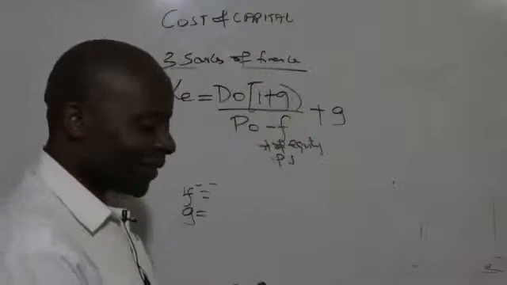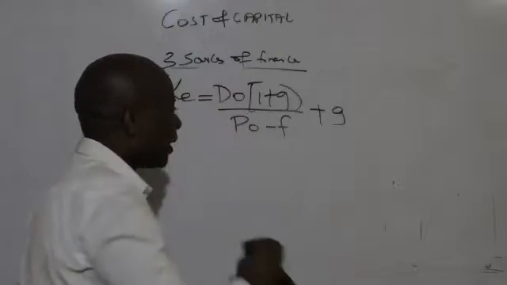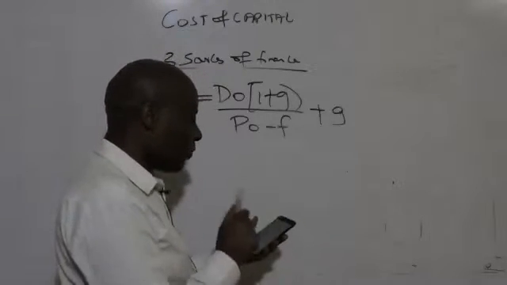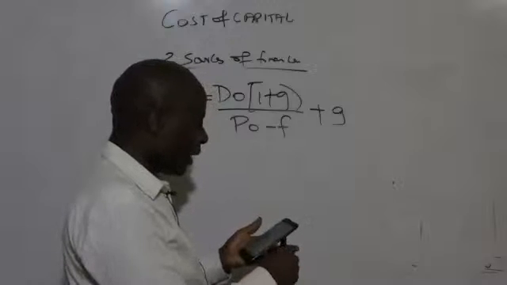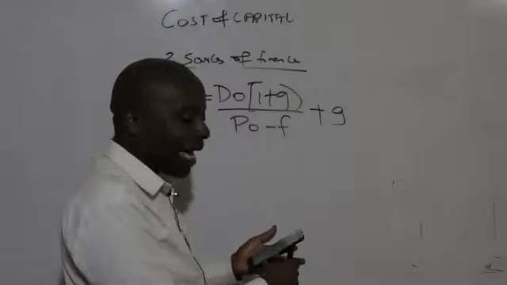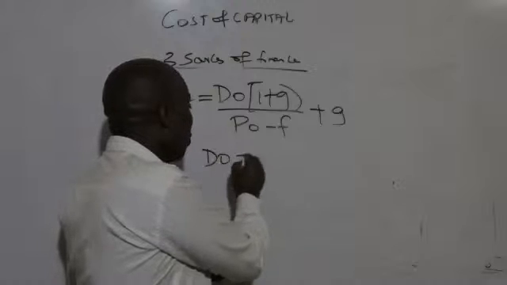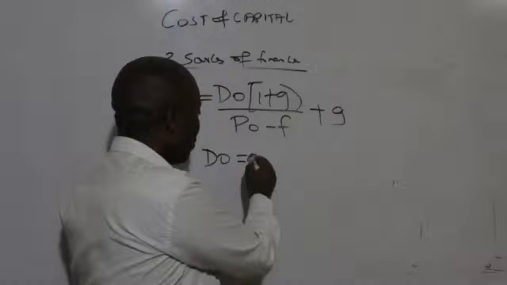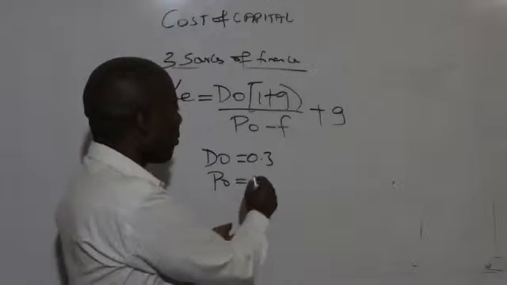So here we are, ladies and gentlemen. We are told here the D0. D0 means dividend already paid. They are telling us that a constant dividend of shilling 0.3 per share has just been paid. So we have here D0 is 0.3. And the current market price per share is 2.4.